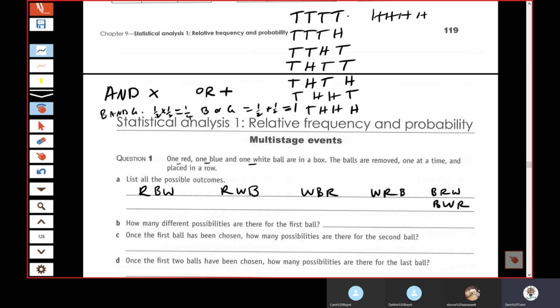So I can just go, okay, how many is this? 1, 2, 3, 4, 5, 6, 7. I must have missed one. T, T, T, T, T, T, T, H. See, I've missed one. How bad is that? T, T, H, T.